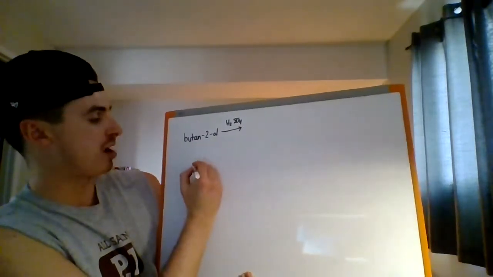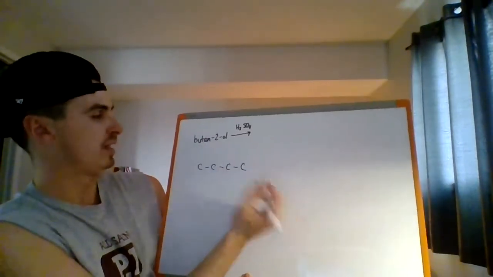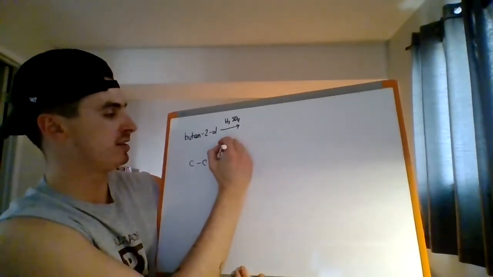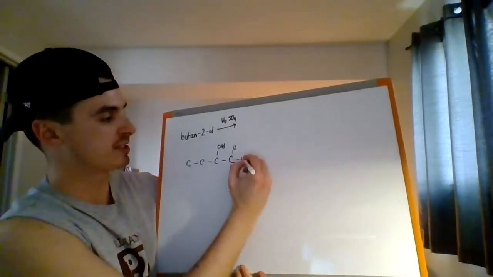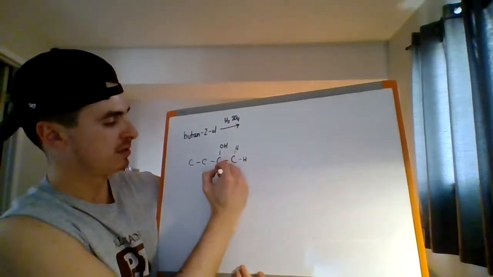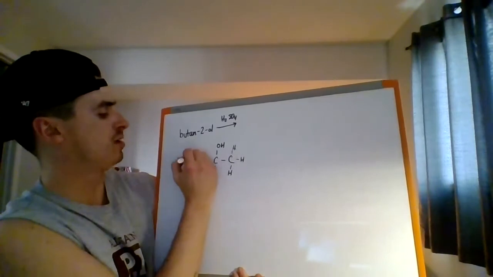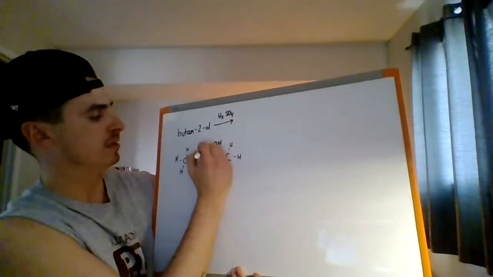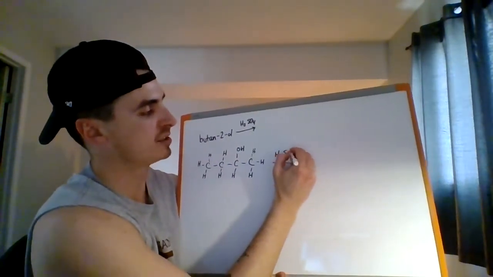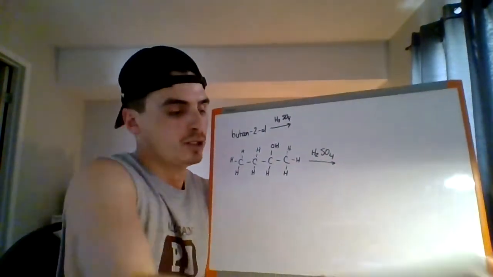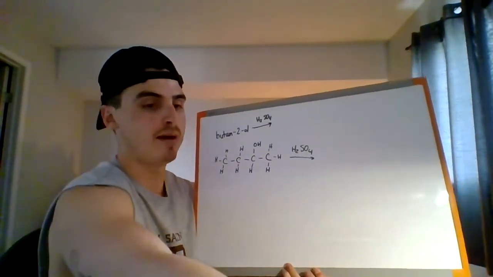Butan-2-ol, if I draw that out: 1, 2, 3, 4. 2-ol means I've got an OH on the second carbon, and then I will just draw out the rest of this. Okay, that's butan-2-ol. And now I have to think about what's going to happen when the strong acid catalyst gets put in solution. So again, elimination means we are eliminating something.